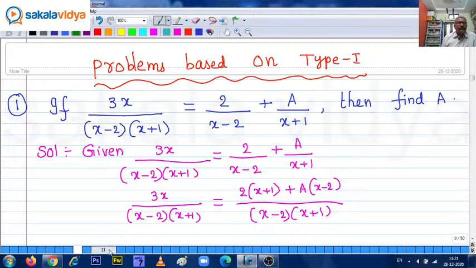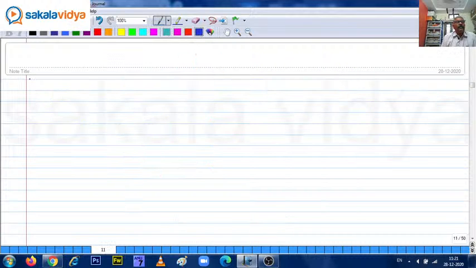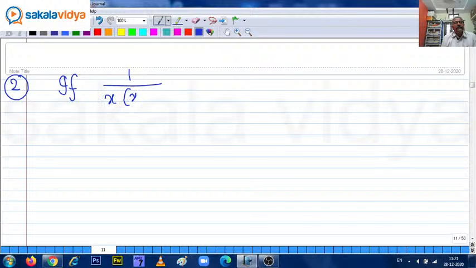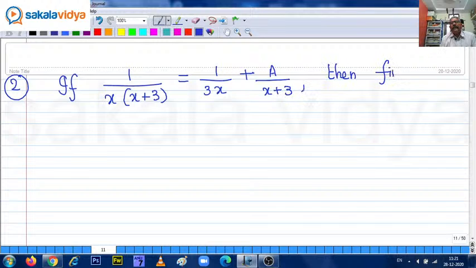This was the first problem. So let us move to the second problem now. Second problem. If 1 upon x times x plus 3 equals 1 upon 3x plus a upon x plus 3, then find a.